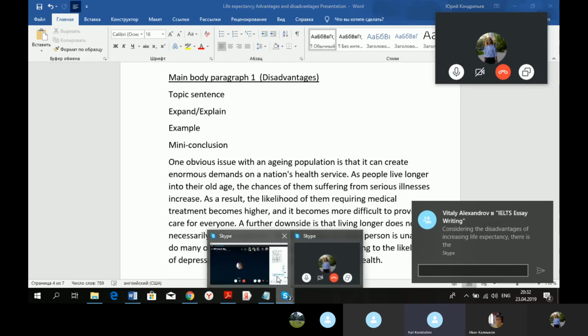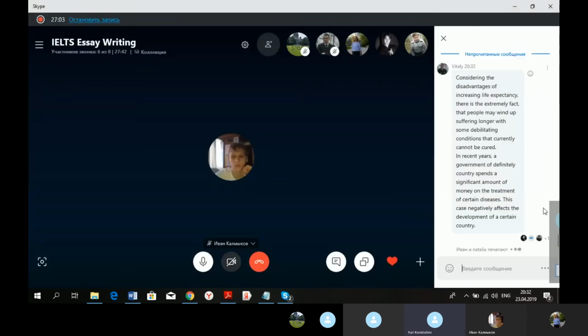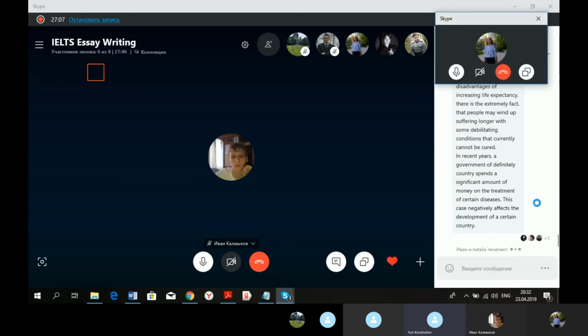Okay, so Vitalis variant. Considering the disadvantages of increasing life expectancy, there is the extreme fact, not extremely, it should be an adjective. There is an extreme fact that people may wind up suffering longer with some debilitating conditions that currently cannot be cured.